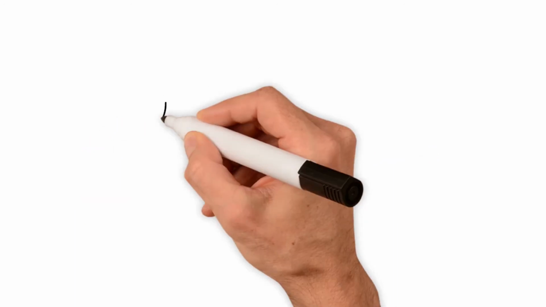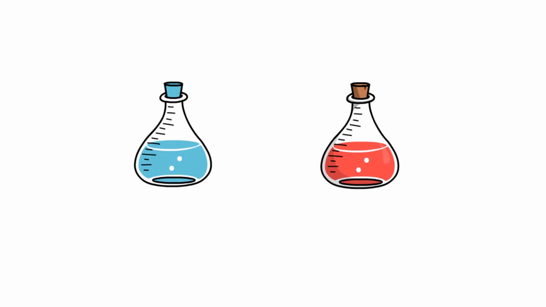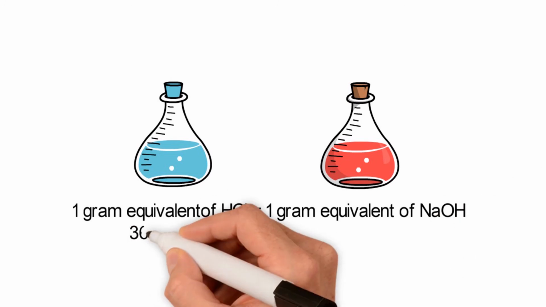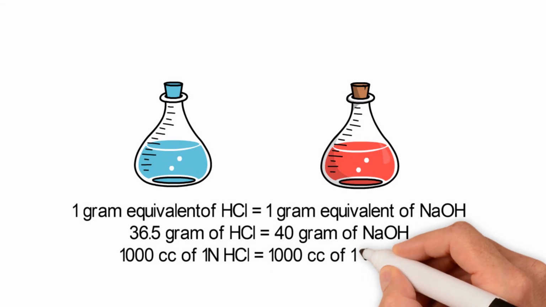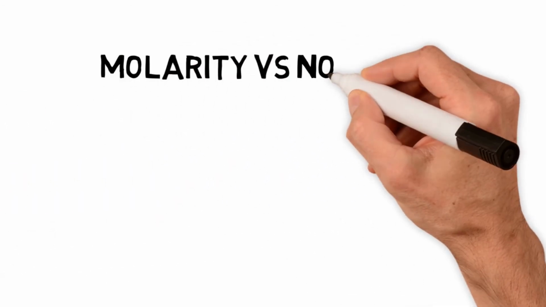As you can see on the screen, 1 gram equivalent of hydrochloric acid reacts with only 1 gram equivalent of sodium hydroxide because they are in equal proportion. Since 1 gram equivalent of HCl is equivalent to its molecular weight, the same is the case for NaOH. So 36.5 grams of HCl react with 40 grams of NaOH. And again, as you can see in case of volume, concentration is measured, which is why 1000 cc of 1 normal HCl can react with the same volume of 1 normal sodium hydroxide.